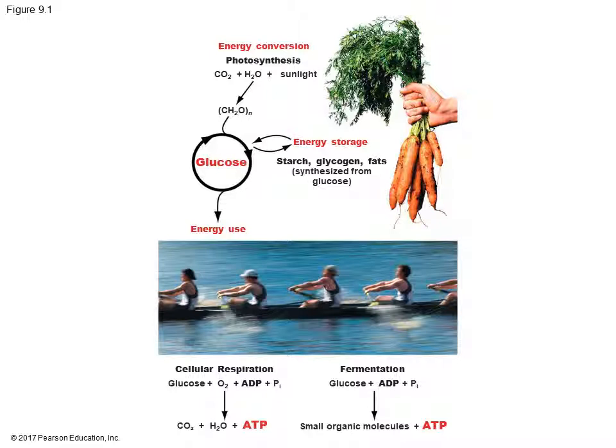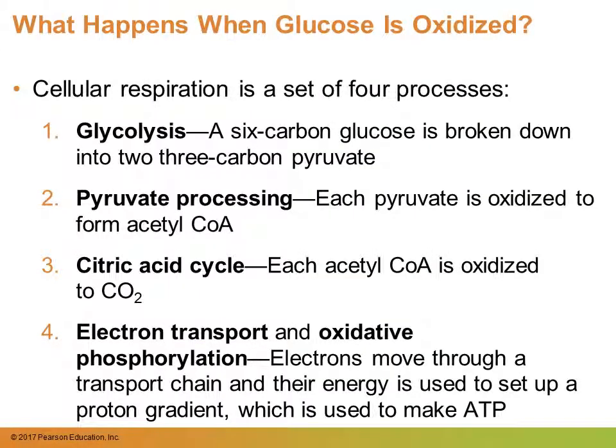Notice with fermentation, there is no oxygen. So small organic molecules capture the energy to produce only 2 ATPs. So what are the 4 steps to oxidize glucose, or for cellular respiration? Step 1, glycolysis, step 2, pyruvate processing, step 3, the citric acid cycle, and step 4, the electron transport chain.